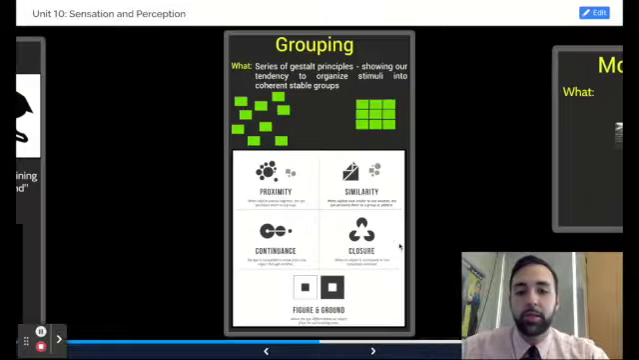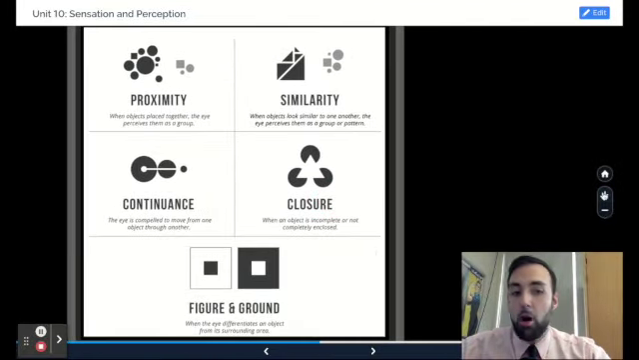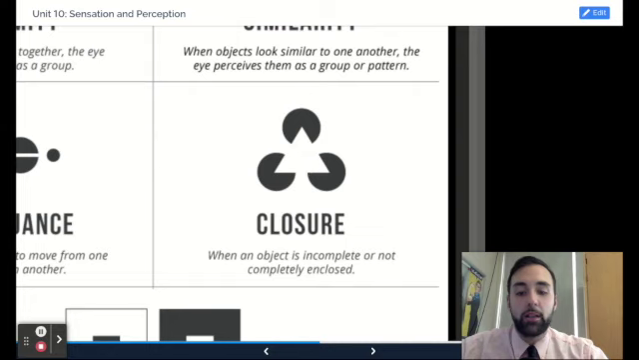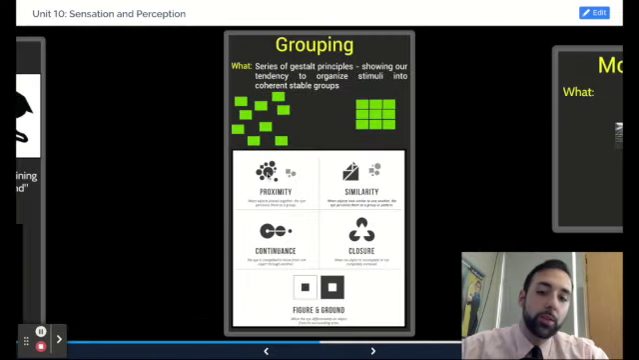But since there is a shape that we readily identify as a triangle, sort of appearing there, our brain is basically closing it off so that when you look at this, it's hard not to see a triangle. That's the Gestalt principle of closure. Even though the object is incomplete or not completely enclosed, our brain sort of predictably does it for us. We call that phenomenon closure. Whether it's proximity, similarity, continuity, or closure, these are the Gestalt grouping principles.